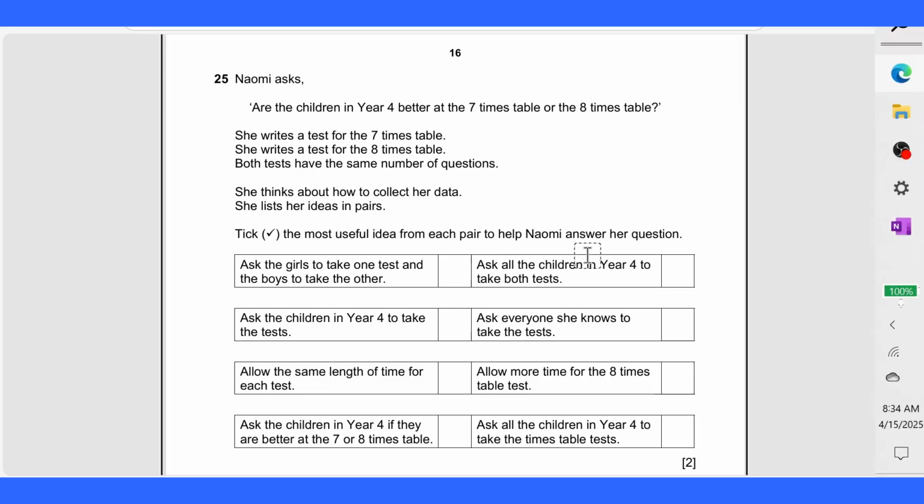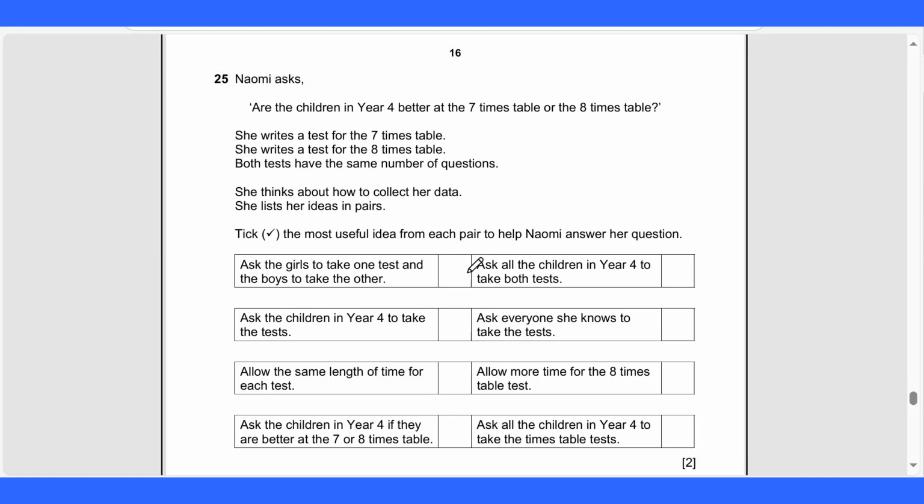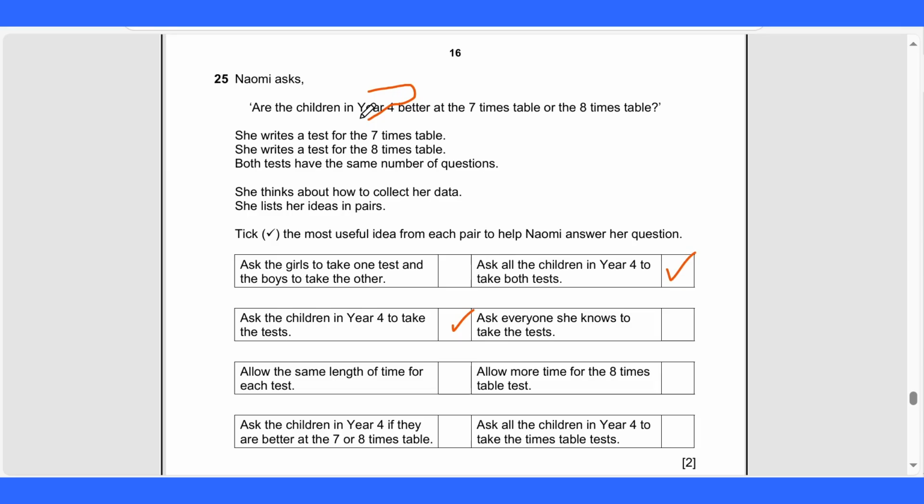Alright guys, let's check out the answer. So we have this one here. This will be the better idea, all the children, because the topic is for year 4. Year 4, not everyone. So allow the same length of time. This will be a fair test. More time will not be fair. As the children, if they are better, it's better to take the test. So this one. Alright, that's our answer.